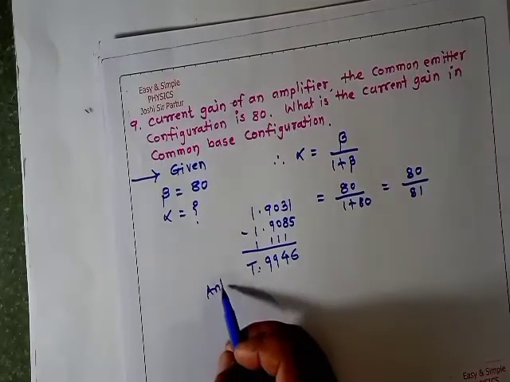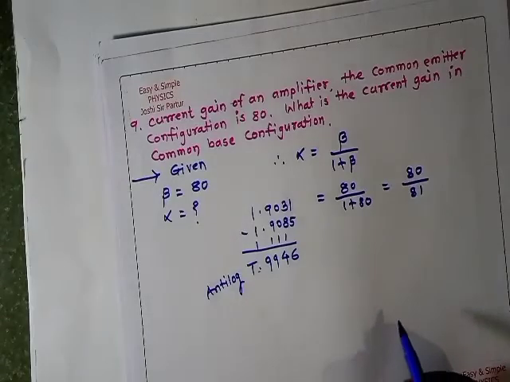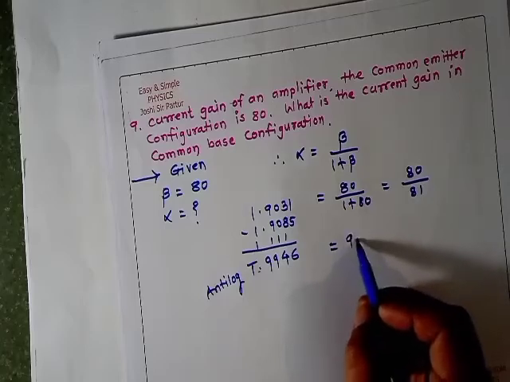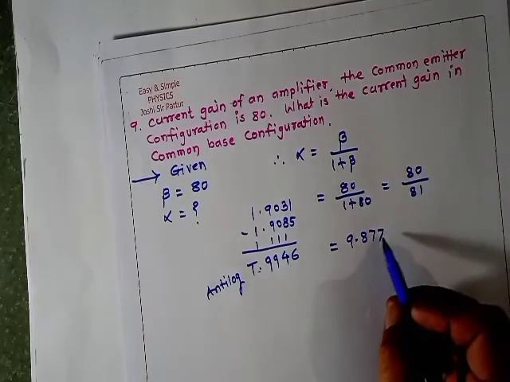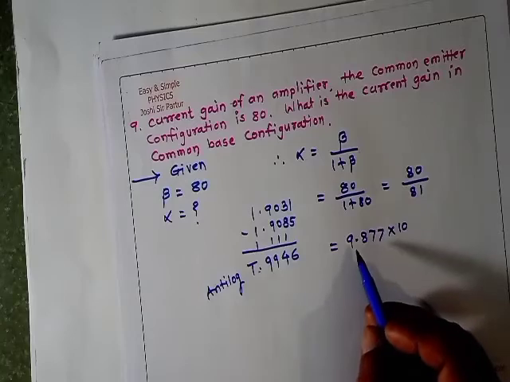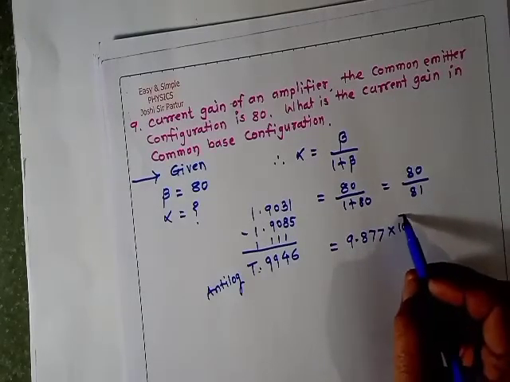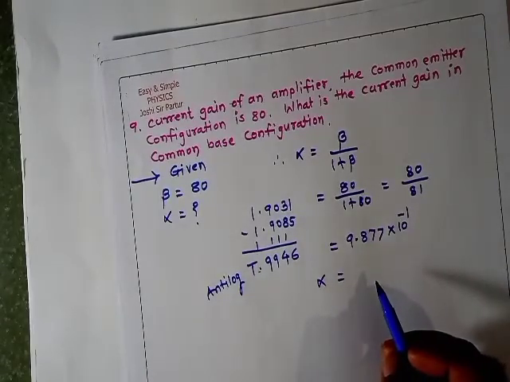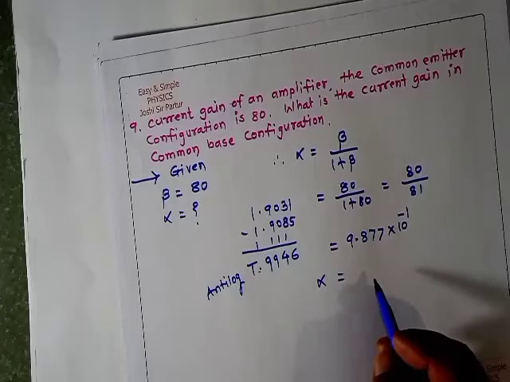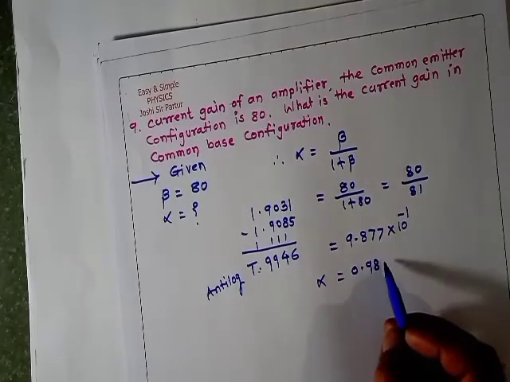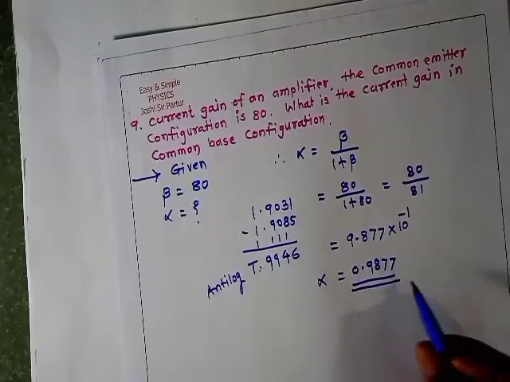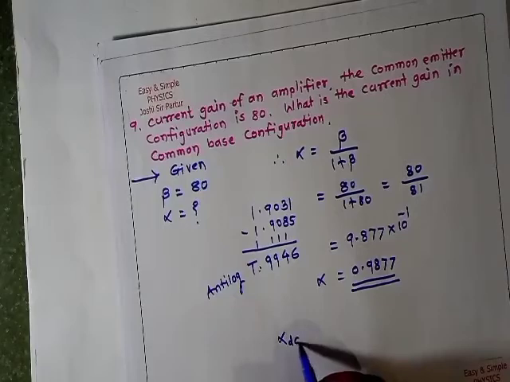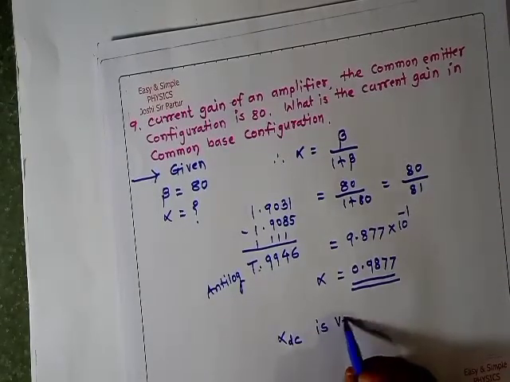If we take its antilog, for 0.99 in 4, it is 9.877. In 6 mean difference, it will be 9.877 into 10 to the power minus 1. So the current gain in common base configuration will be 0.9877.